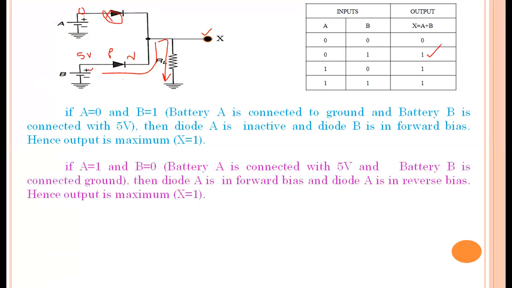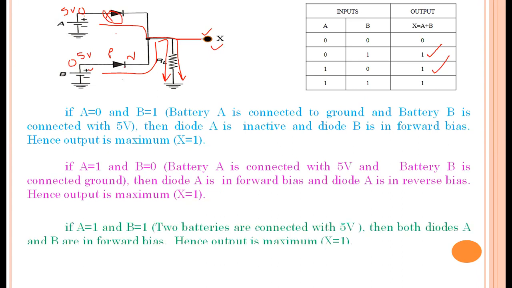Similarly in the third case, if A is equal to 1, that is A contains 5 volts, and B is equal to 0, that is B input is 0. Now diode D1 is in forward bias and diode D2 is in reverse bias. Diode D2 reverse bias is nothing but there is no current through junction diode D2. But diode D1 is in forward bias, so the current will pass through junction diode D1 and through the load resistance RL. So the output current is there at X. So in the third case, X is equal to 1.